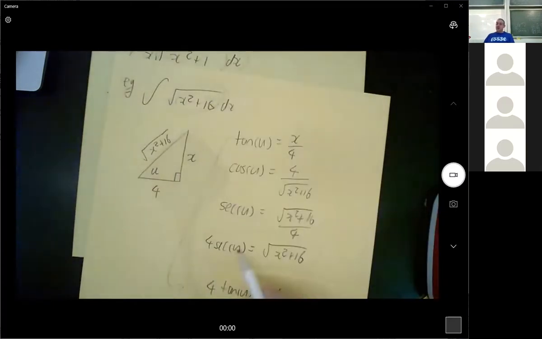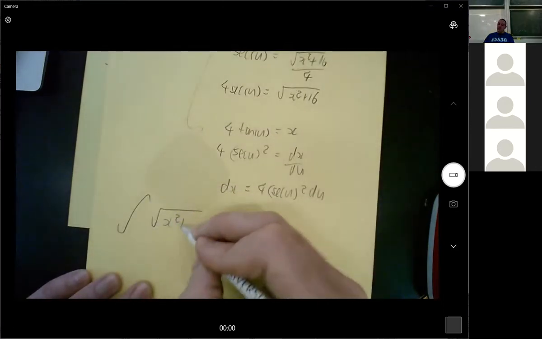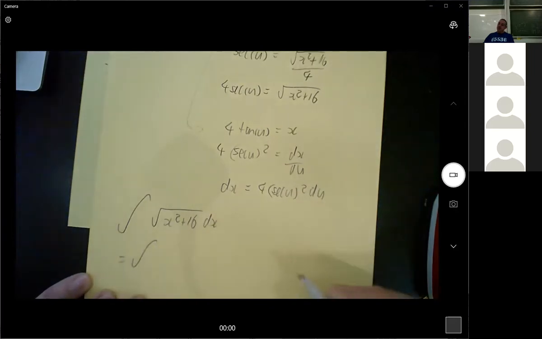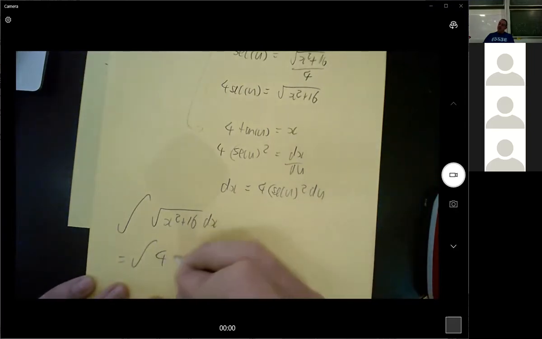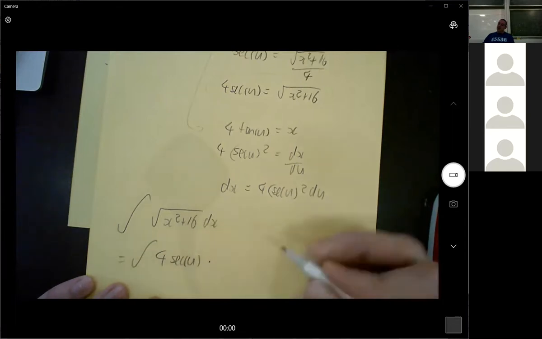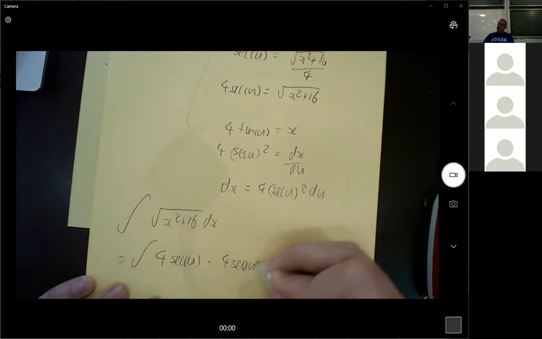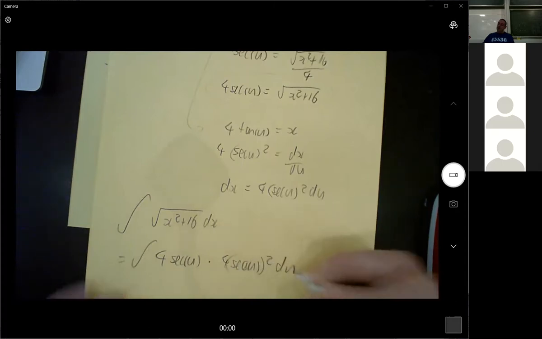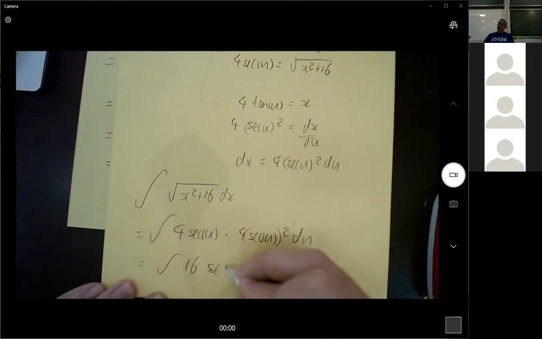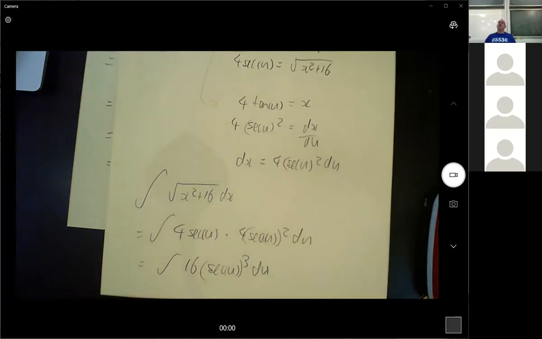So this is now 4 sec u, this is now 4 sec squared u du, and so this integral is now the integral of 4 sec u times 4 sec u squared du, which is going to require me to integrate 16 sec u cubed, which is not fun in any way at all, ever. I wouldn't recommend it. So I give up at this point. And I hope that the exam says, perform a trig substitution to turn this into an integral involving u, and then stop.